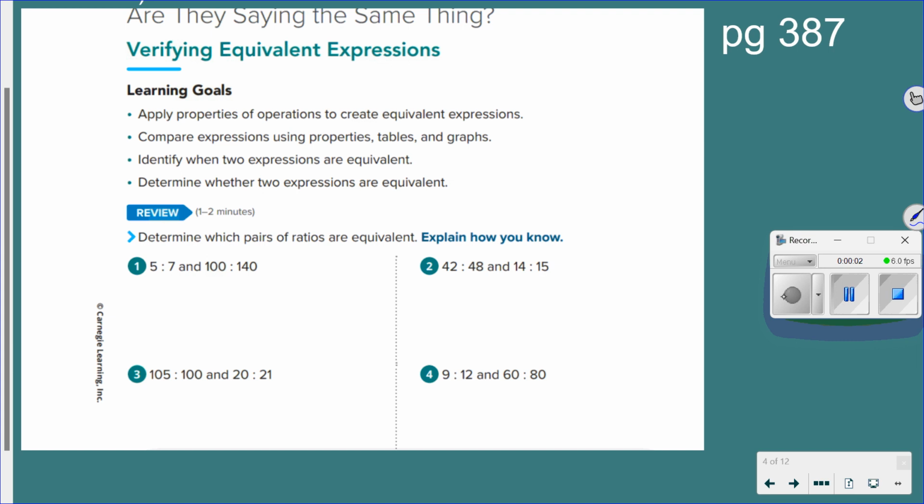We are still continuing with equivalent expressions. Today we will go more deeply into that, but first we need to do the review, and you need to determine which pairs of ratios are equivalent and explain how you know. So you need a problem and a sentence. Since you have 2 answers for each one, I'm going to give you about 6 minutes to complete these 4. Go for it.